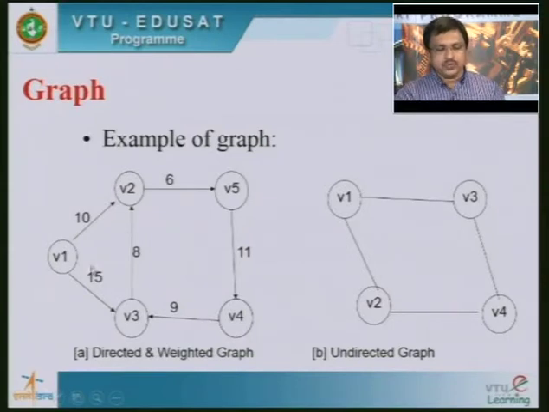But there is definitely a relationship. V1 and V2 are neighboring each other. V1 and V3 are neighbors of each other. Similarly here, there is some relationship between the elements, but it is not a linear relationship. It is a non-linear relationship. So graphs are the first example that we study under non-linear data structures.